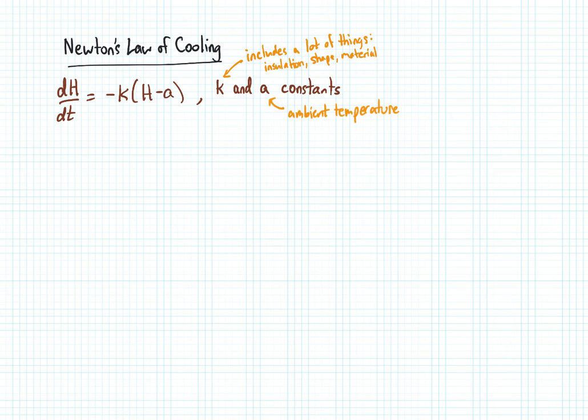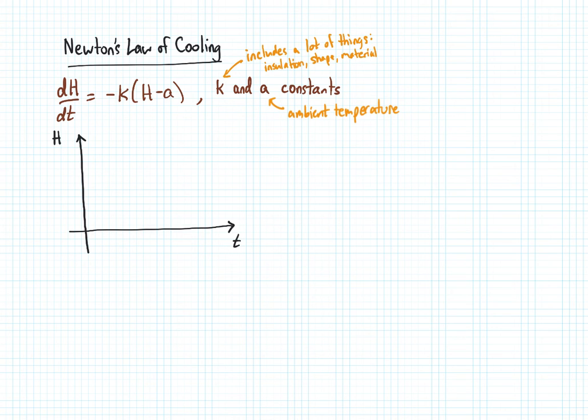It's actually a catch-all for a lot of different things, which basically affect how quickly something will cool. So different substances will cool at different amounts. They might be insulated by different amounts. The shape of the coffee cup can actually affect how much it cools. So there are lots of different things that go into the k. And in practice, you actually have to do experiments to measure what the k is, because you can't just calculate it based on first principles. So anyway, let's look at what the slope field for this differential equation looks like.